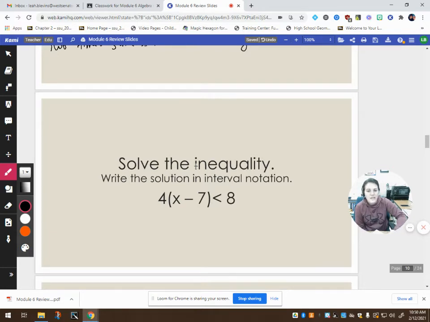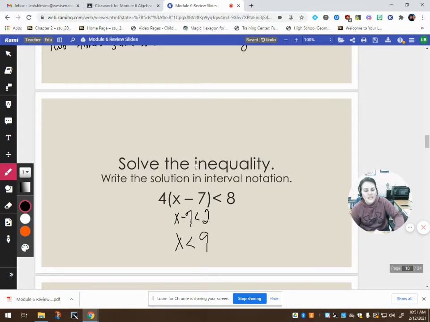So we could go ahead and distribute first, or we can divide first. Either way you go, you're going to get the same answer. And I think it'd be easier just to divide both sides by 4, so that cancels out. 8 divided by 4 is 2. So I end up with x minus 7 is less than 2. Again, all I did was divide both sides of the inequality by 4. Now I'm going to add 7 to both sides, and x is less than 2 plus 7, which is 9.